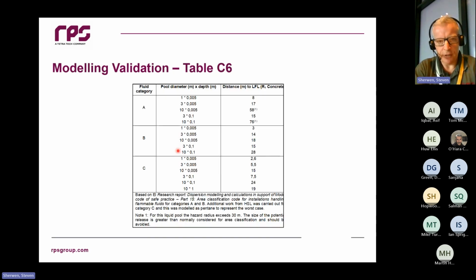Okay, and the last table we'll look at before we go to highlight the changes were spills, or should I say pools. So you could look to see what fluid category you had, how big your pool was, and then the table would tell you how far from the edge of that pool you were to the zone extent around that pool, that spill, or that bunded area, or that sump.